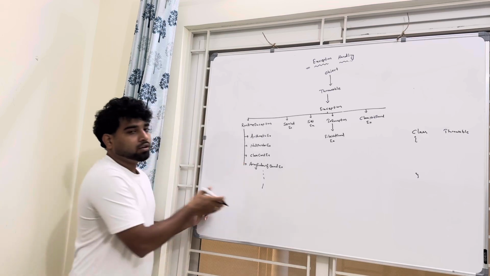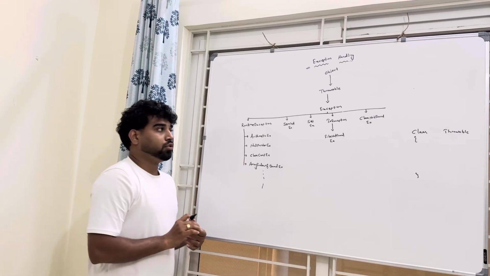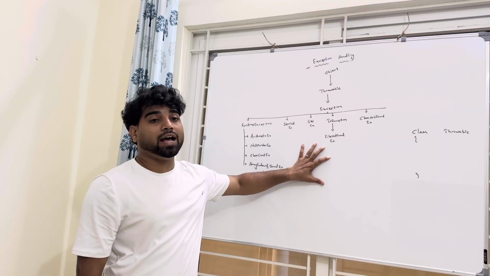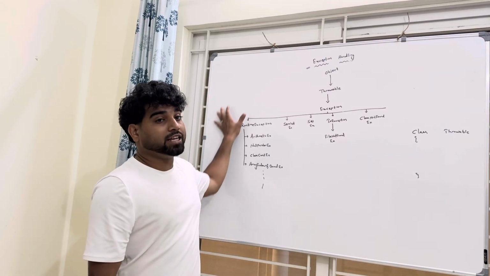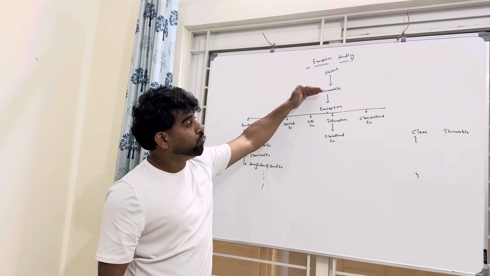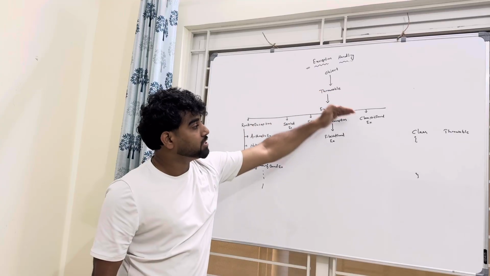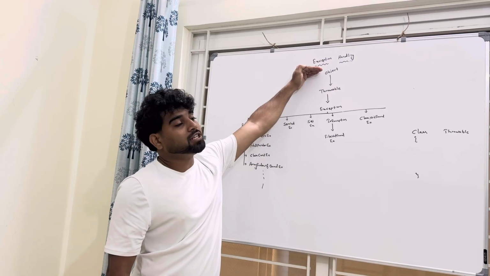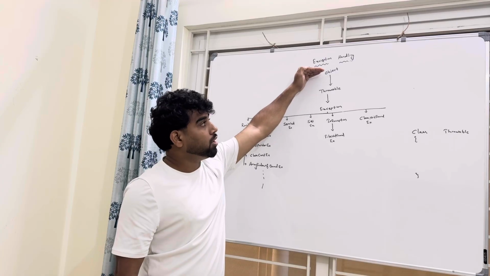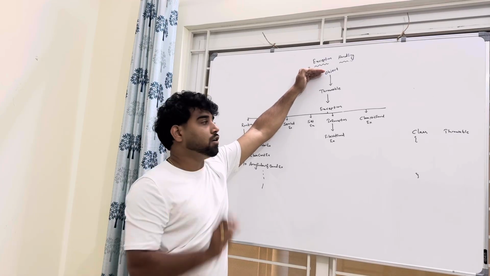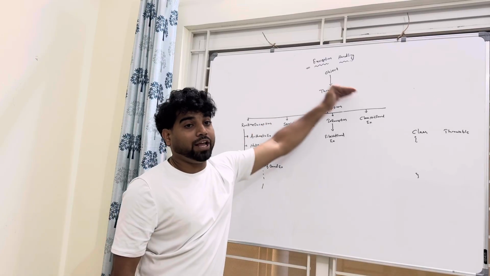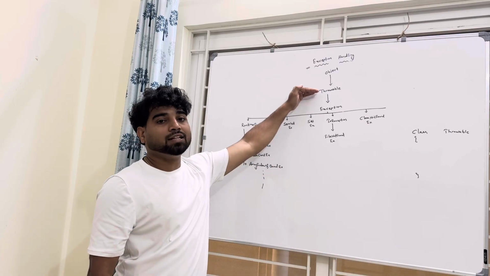Okay, there are a lot of classes there. This is your exception hierarchy. As part of this exception hierarchy, the parent class of all the exception classes is Throwable. The parent class of Throwable is Object. Object is the superclass of all the classes. If I ask who is the parent class of all the exception classes, you can say Throwable.